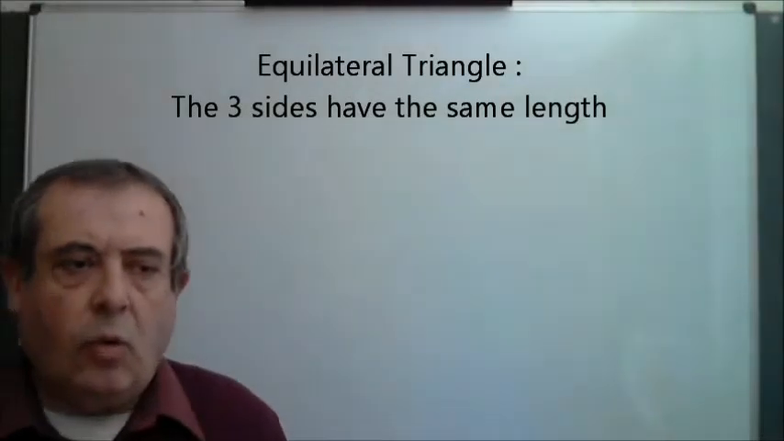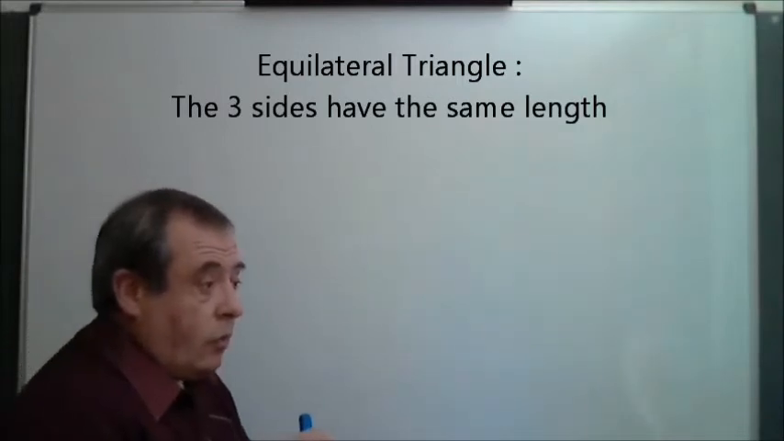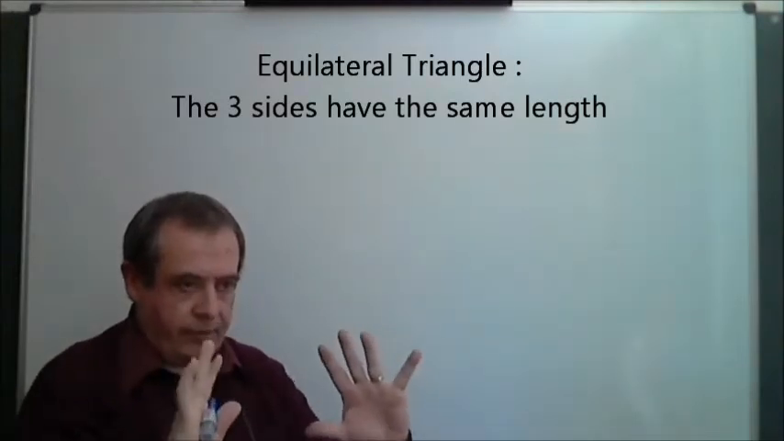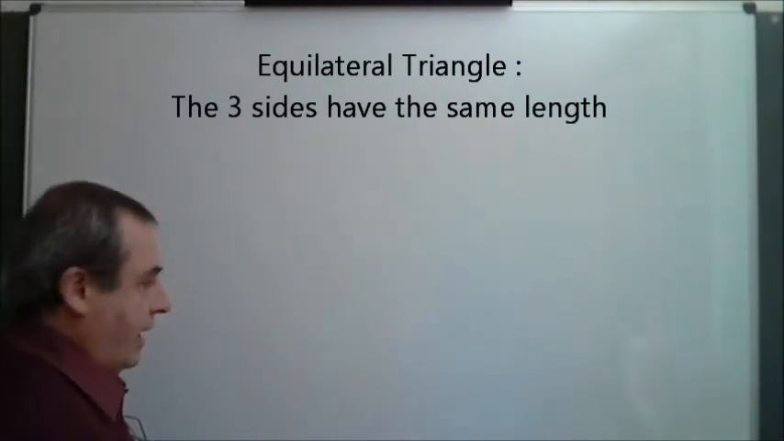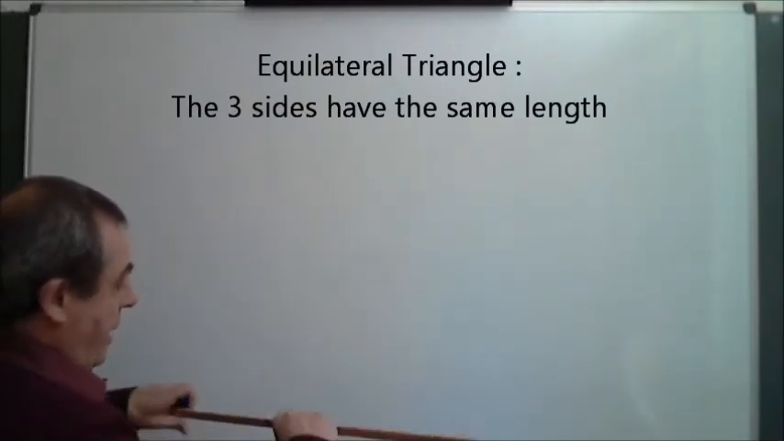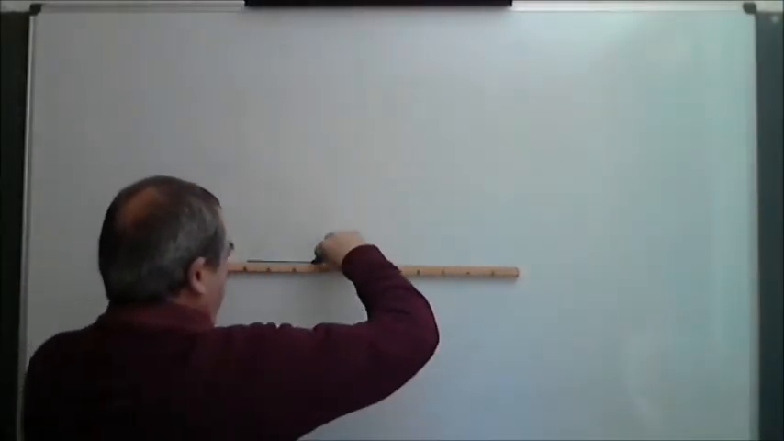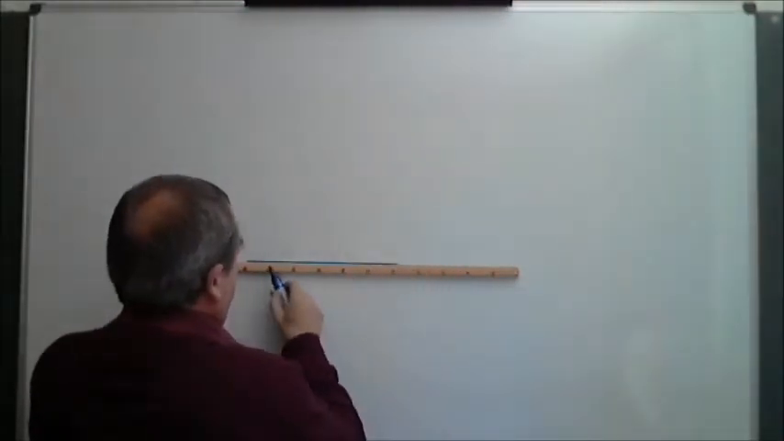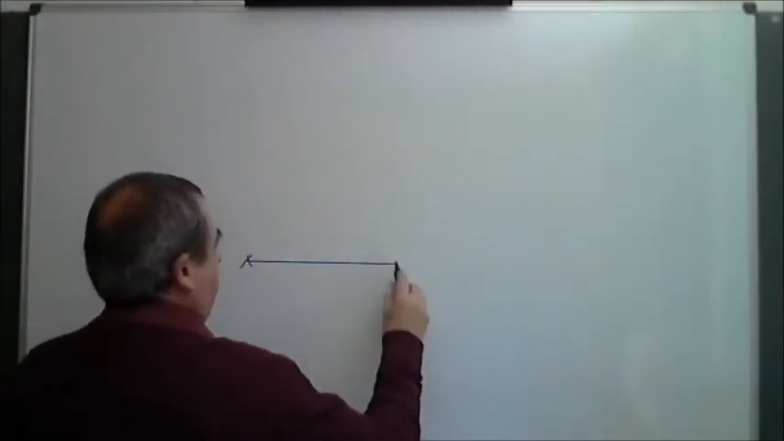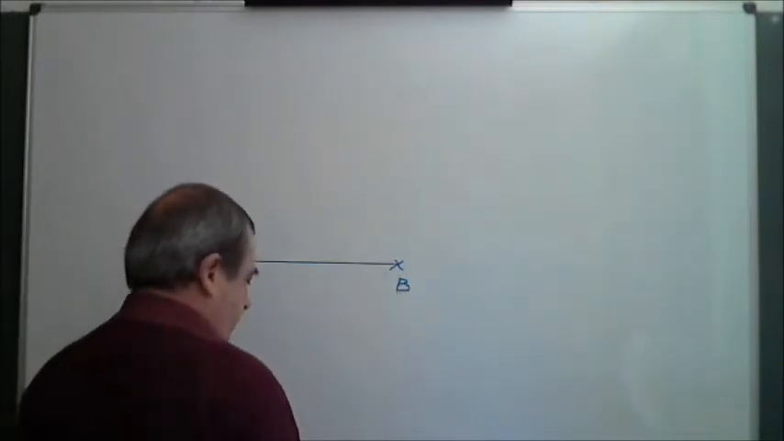An equilateral triangle. What is an equilateral triangle? It is a triangle with three equal sides. Three sides with the same length. To draw this triangle, I can use first the ruler. I draw one side. For example, AB is 6 centimeters.